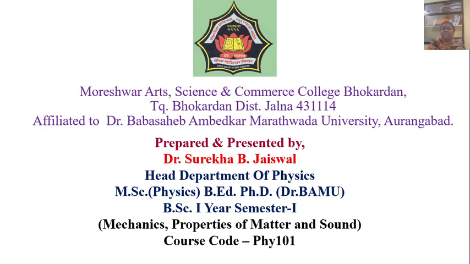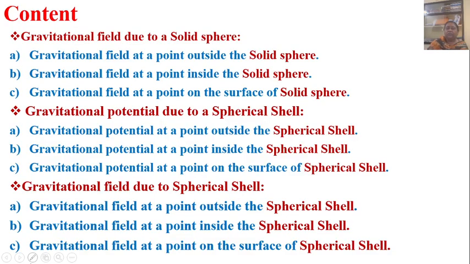Today we will see Mechanics Properties of Matter and Sound, course code number 101. Now we see here gravitational field due to a solid sphere. Gravitational field at a point outside the solid sphere. Now also here we see gravitational field at a point inside the solid sphere and gravitational field at a point on the surface of solid sphere.